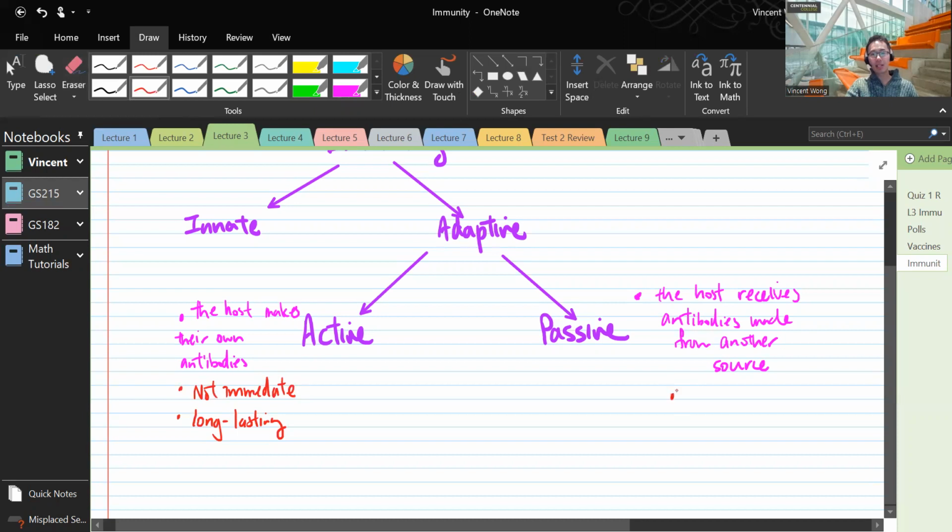Passive means the host received the antibody. So as soon as you get the antibodies, you will have immediate protection, but it would not be long lasting. What's the opposite of long lasting? It will be short term, right? Short term.